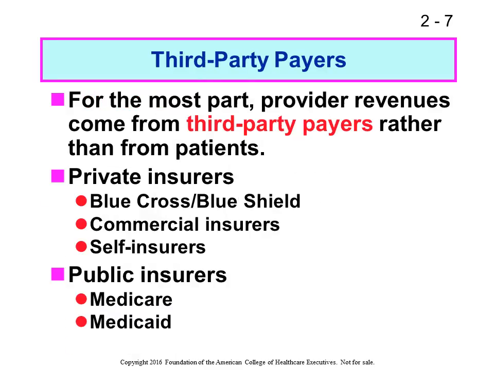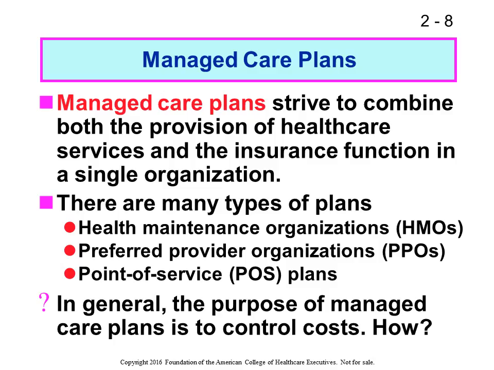Third-party payers, slide number 7. We already pretty much know what that is. We're talking about private insurers and public insurers. So we're looking at private insurers being like Blue Cross Blue Shield, your commercial insurer, your self-insured people, and public insurance, government insurance, Medicare, Medicaid. But they're still classified as a third-party payer.